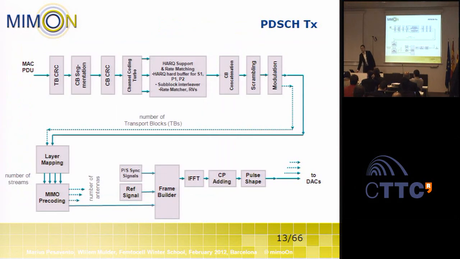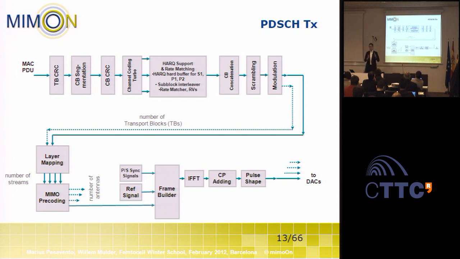Let me show you the basic blocks in the downlink data channel, the physical downlink shared channel. That is the transmitter side. If we have a package arriving from higher layers, a so-called MAC PDU, that is a transport block, and to this transport block we append a cyclic redundancy check, some bits that can be used at the receiver to detect whether the package is received correctly or whether a retransmission needs to be initiated.